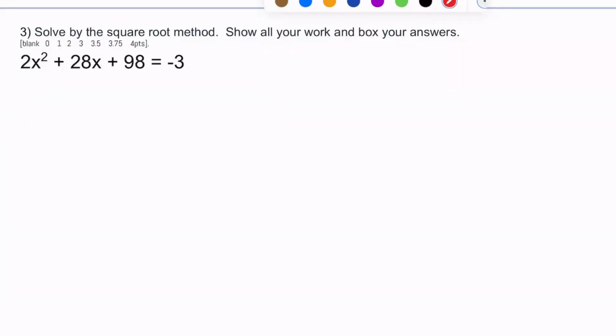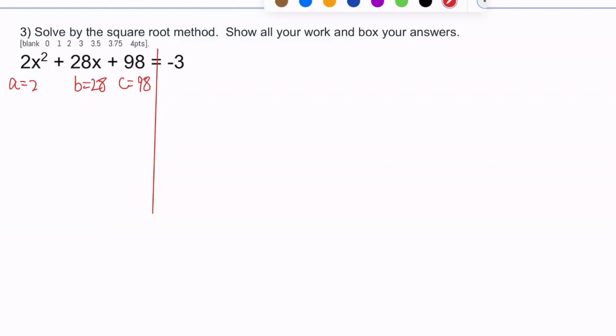Okay, so let's figure this out. So first thing, we need to keep the right hand side. On the left hand side, we need to use the X box, right? We need to use the X box and figure out a is 2, b is 28, and c is 98 here.